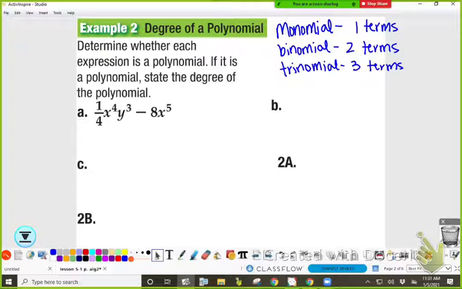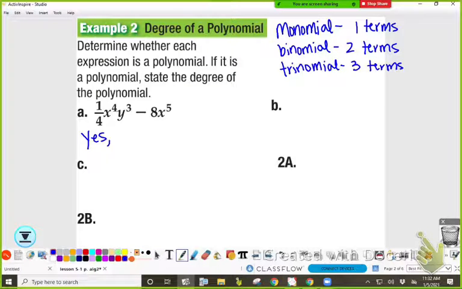So first of all, I need to determine if it's a polynomial. A polynomial cannot have the following. If it does not have these items, then it is a polynomial. Do you see any negative exponents? No. Do you have any variables in the denominator of the fraction? No. I see a 4 in the denominator, but that's it. And I don't have any radicals. So this is a polynomial.